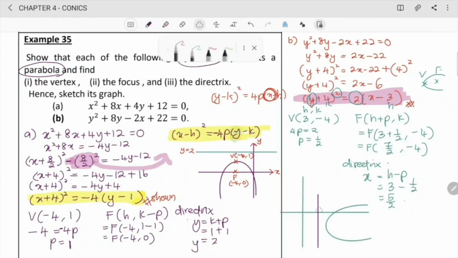Now we are going to sketch the graph. Label x and y axis. You have your v here, which is at coordinate 3, negative 4, and you have f here at 7/2, which is 3.5, and your directrix will be x equal to 5/2. Okay, that's all.